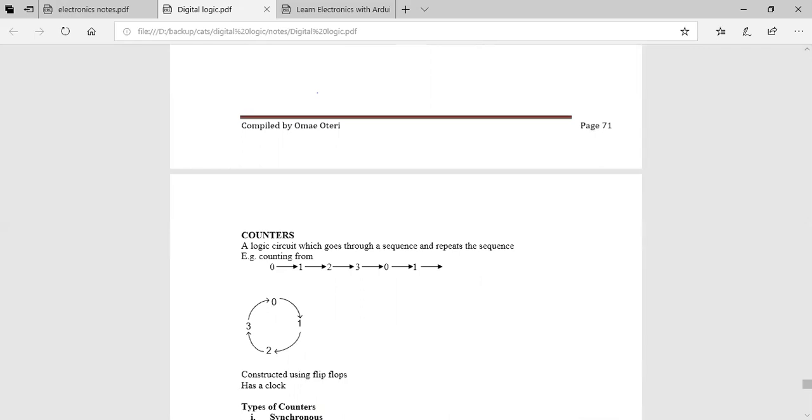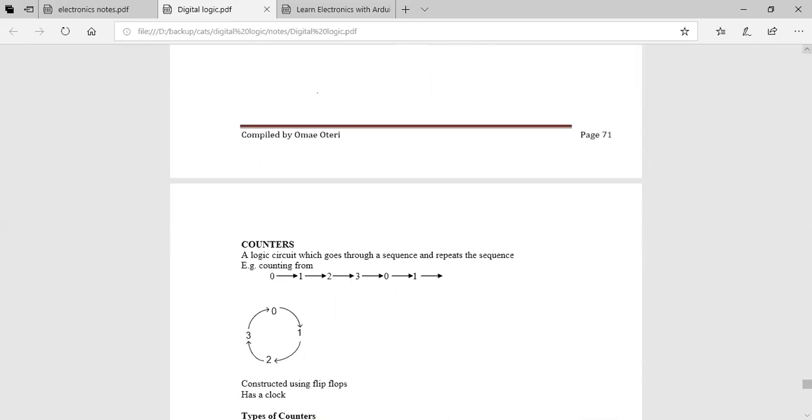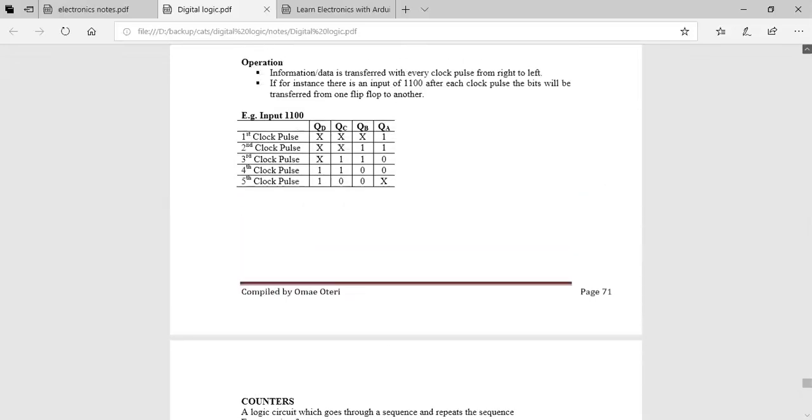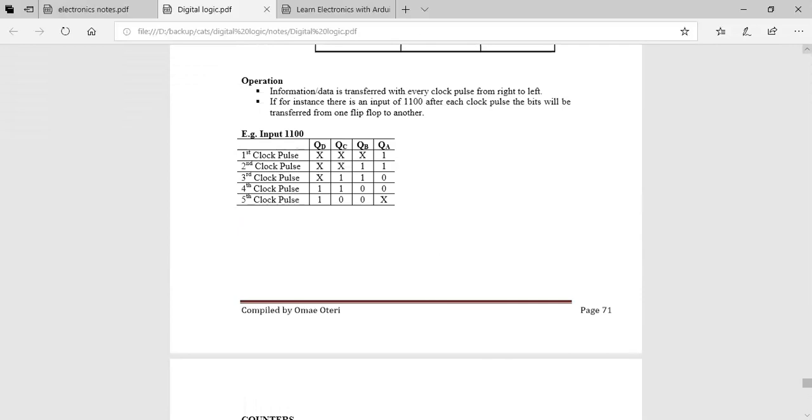So the last section is on counters, which I will talk about within maybe 10, 15, 20 minutes, and we'll be through. So that's the last section.